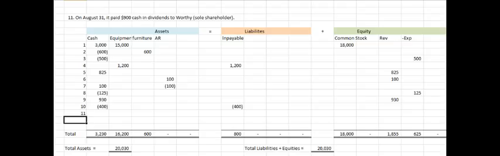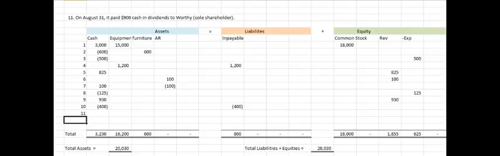Transaction 11. On August 31st, it paid $900 cash in dividends to Worthy, who is the sole shareholder. So what happened? We paid cash for what? For dividends. Remember, dividends is a return of assets back to its owners. So we paid $900, which is the asset, back to the owner, who is Worthy.